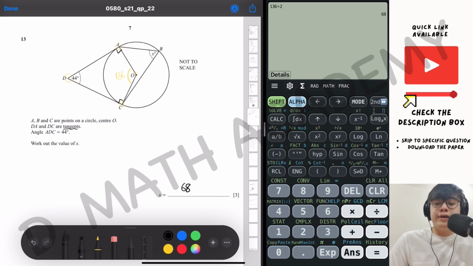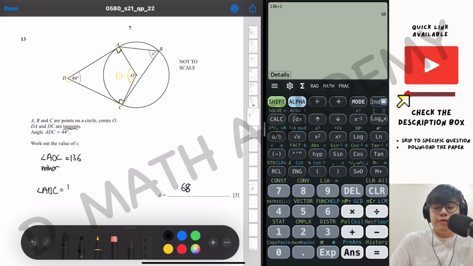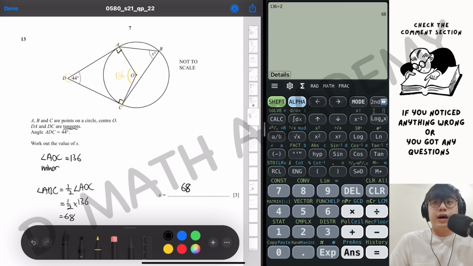So the reason behind it will be angle AOC. This is considered as a minor angle. Minor angle AOC is actually 136. Angle ABC is actually half of angle AOC. Just half of 136, you will get 68 as your final answer here.